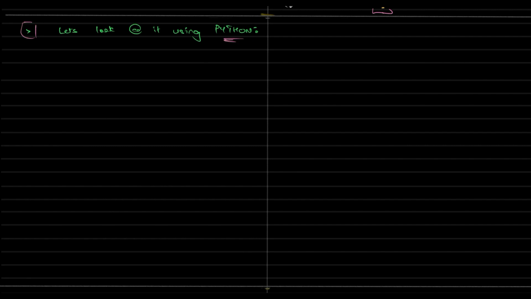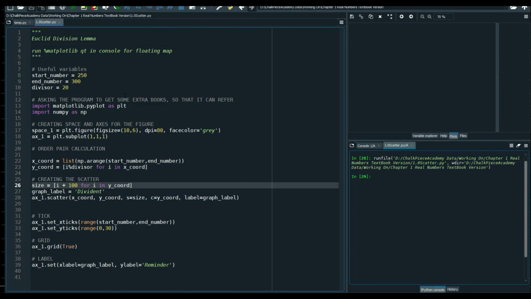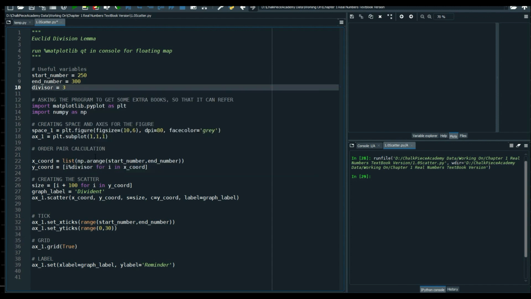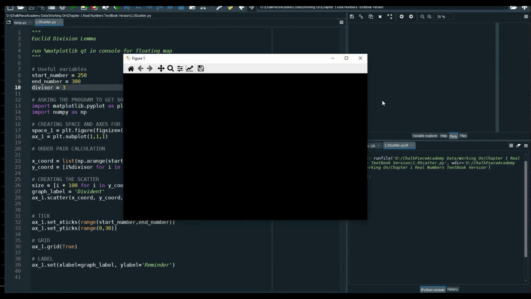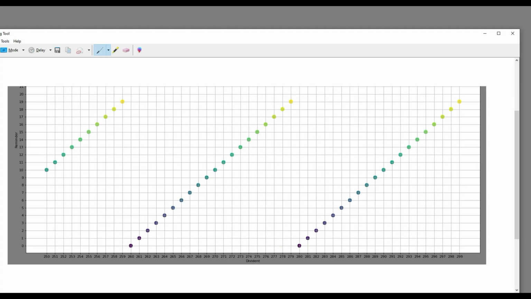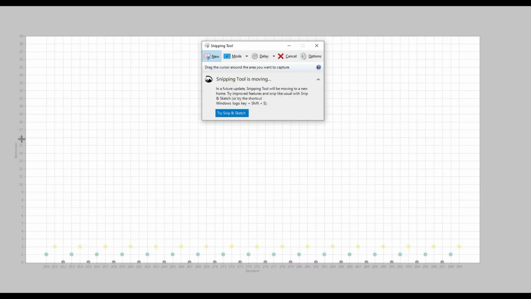So let's program this particular scenario and we'll have a visual representation of whatever we just did now. So I am dividing starting from 250 to 300, right? And the divisor is, let me make it a small number now, 3. Okay, so let's have a look. So let us observe what is that we are looking at.